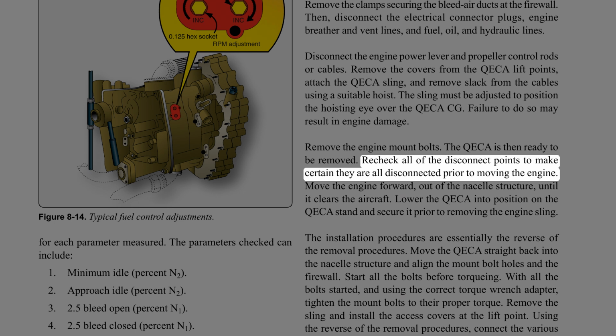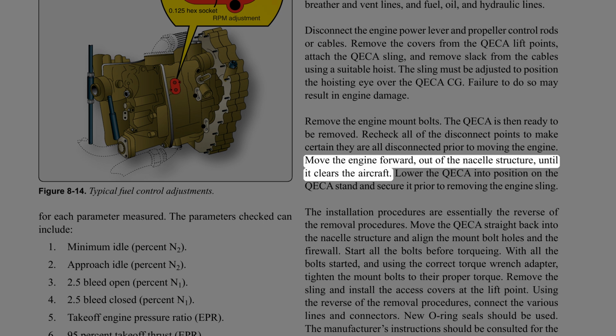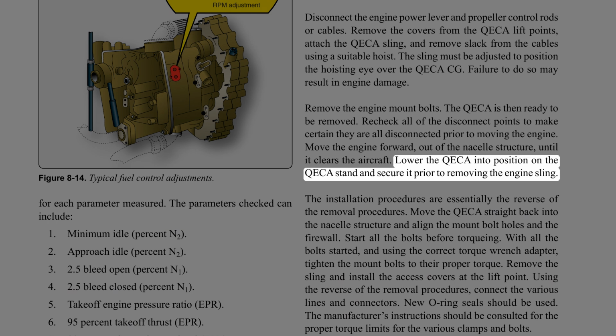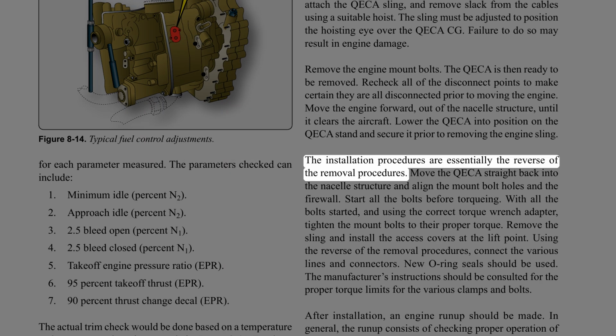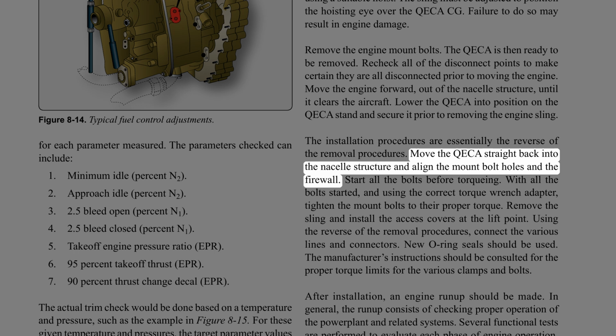Recheck all of the disconnect points to make certain they are all disconnected prior to moving the engine. Move the engine forward, out of the nacelle structure, until it clears the aircraft. Lower the QECA into position on the QECA stand and secure it prior to removing the engine sling. The installation procedures are essentially the reverse of the removal procedures. Move the QECA straight back into the nacelle structure and align the mount bolt holes in the firewall.